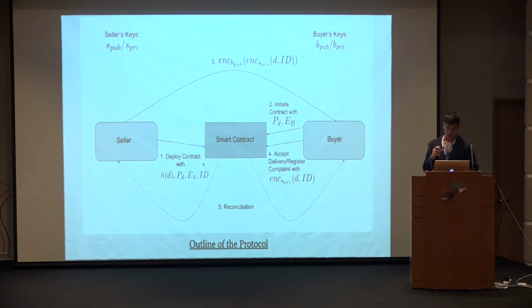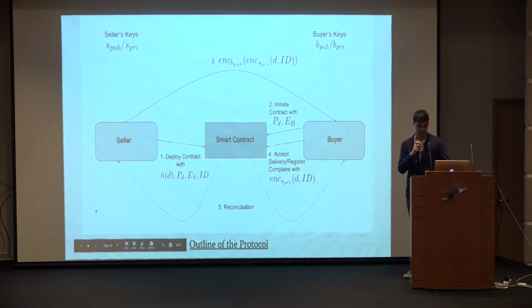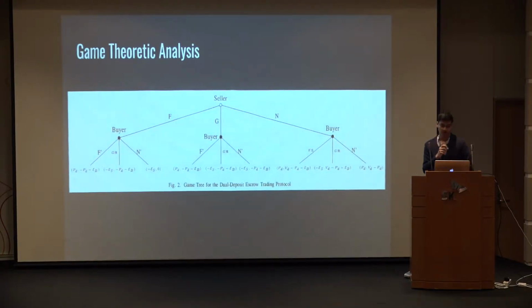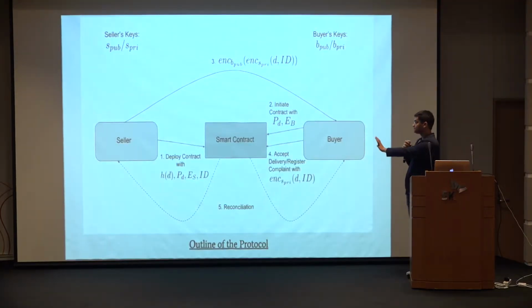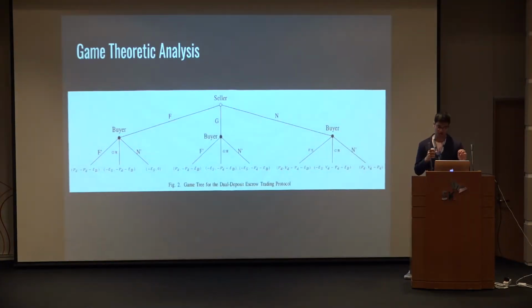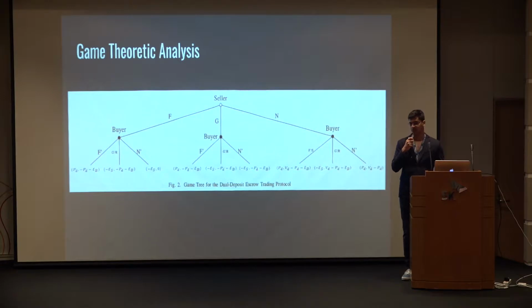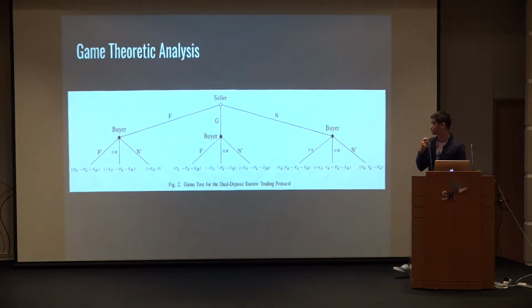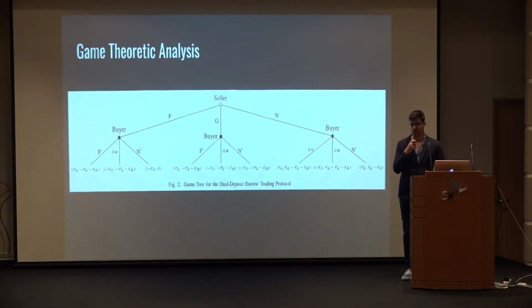So this is an outline of the protocol from the paper. Let's not bother with this. And then we take this game, which is obviously a two-stage game where the seller plays first and then the buyer. And we analyze it with game theoretic tools. And we observe that the subgame perfect Nash equilibrium for this two-stage game is that both parties play honestly.